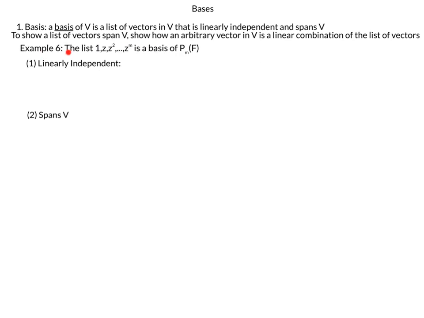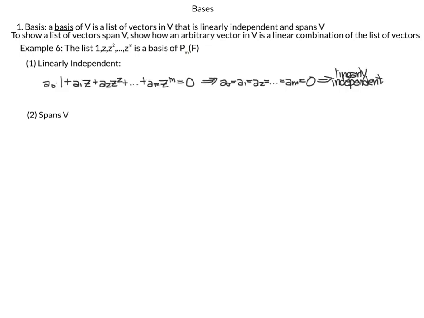Our last example for this set of examples, because there's a bunch more, they're more proof-oriented after this. Well, these are actually kind of proofs too, but they're even more proofy. Anyway, our last example from this list is the list 1, z, z squared, z cubed, z to the fourth, all the way to z to the m, is a basis for polynomials of degree m or less.